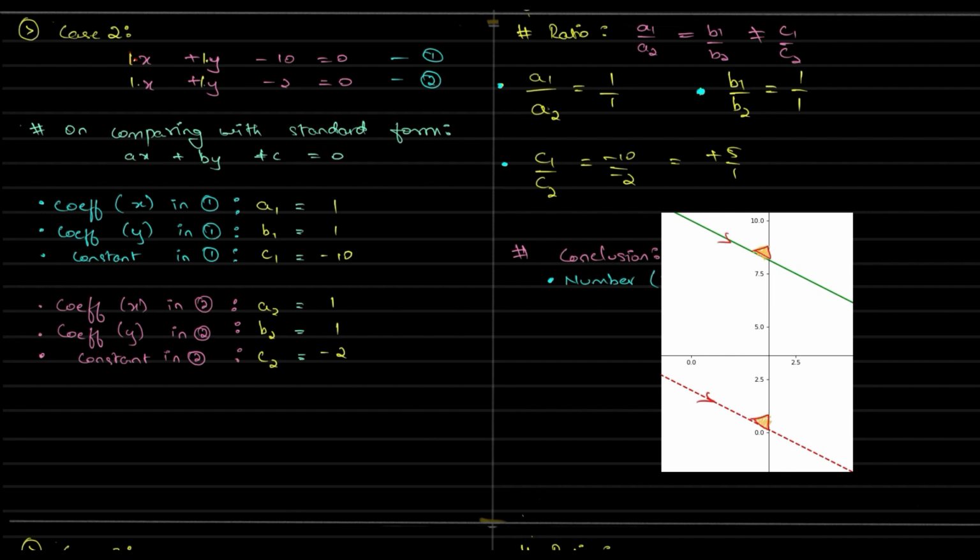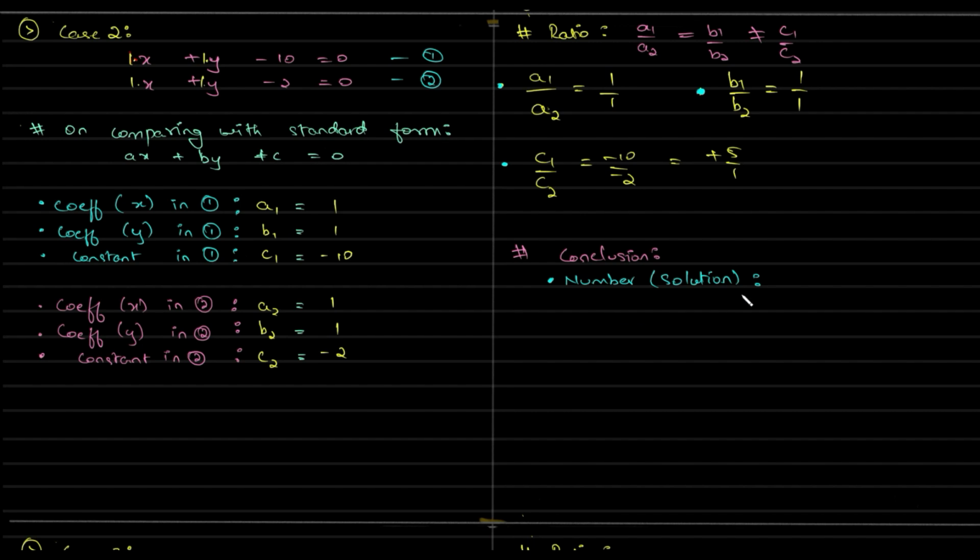So what is the conclusion? The conclusion is, if we have the ratios a1 by a2 being equal to b1 by b2, not being equal to c1 by c2, the lines are parallel, so the number of solutions will be, can you guess? 0. Why 0 though? Because the lines will never cross. That's the whole idea of parallel lines, right? If the lines are parallel, they can never meet, and the number of solutions is and will be 0.